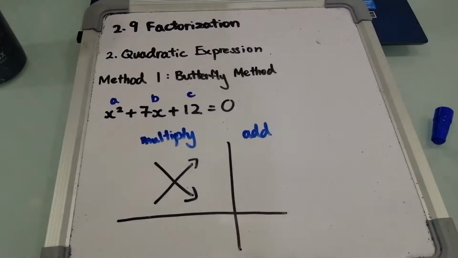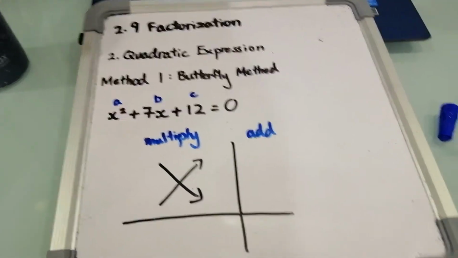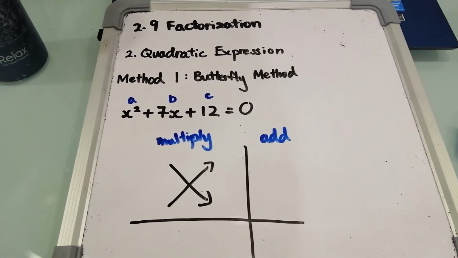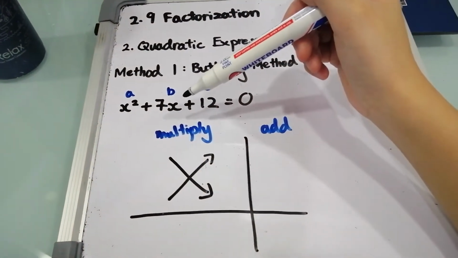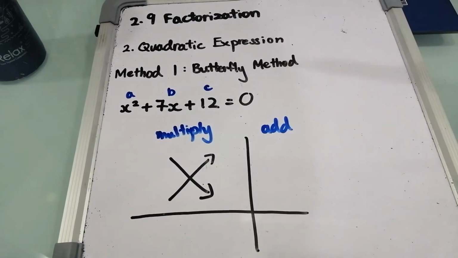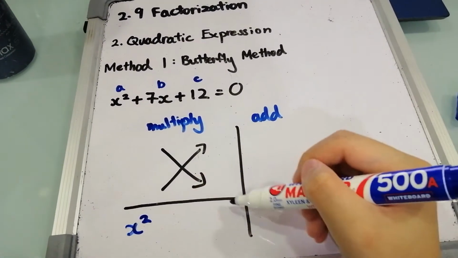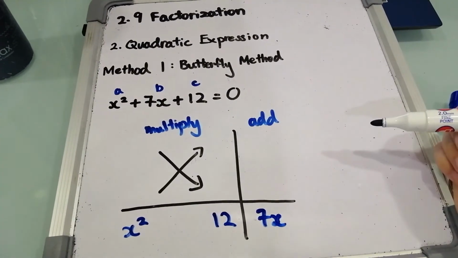So we'll go to quadratic expressions. There are two methods to factorize a quadratic expression, and our first method is the butterfly method. We'll label x squared as A, 7x as B, and 12 as C. So A will always be here, C will always be here, and B will always be here.